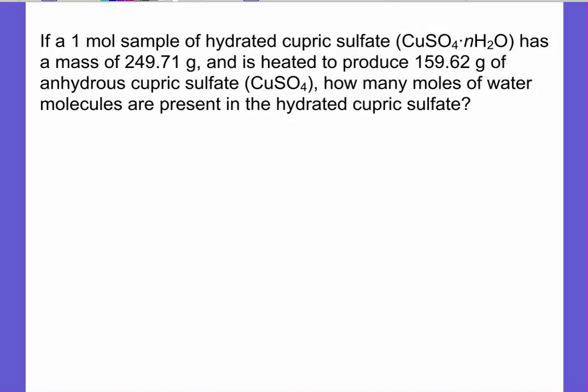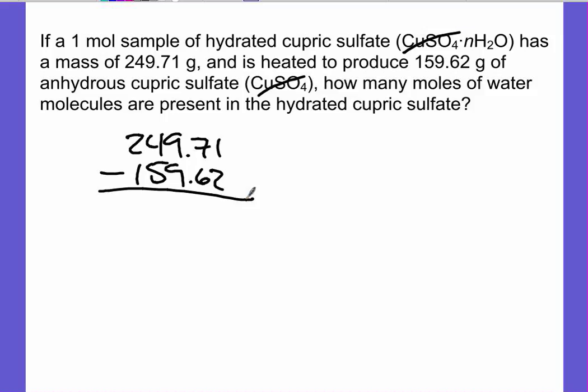I already got two numbers up there. What am I going to do with them? I might just try to subtract them. This one has water in it. That one doesn't, right? So if I take 249.71 and I subtract the 159.62, that basically takes this from that, and the only thing left is the water. So I'm going to subtract that to find out the mass of my water. What was it? 90.09?